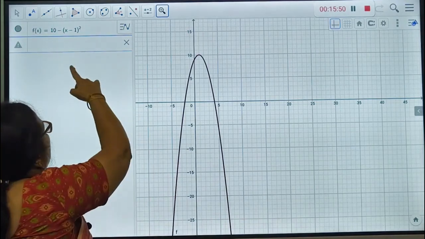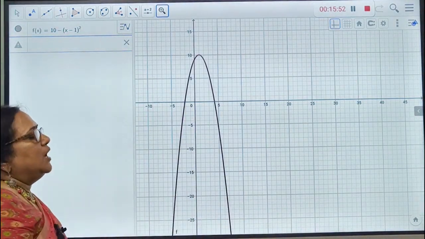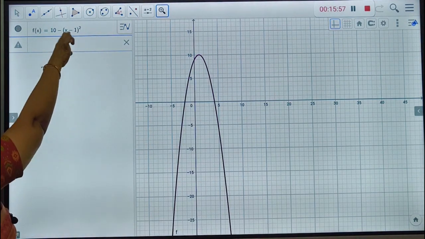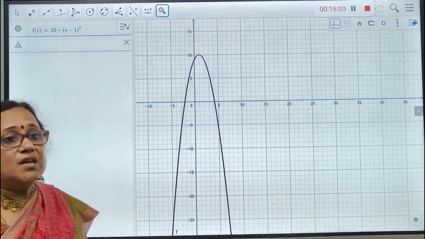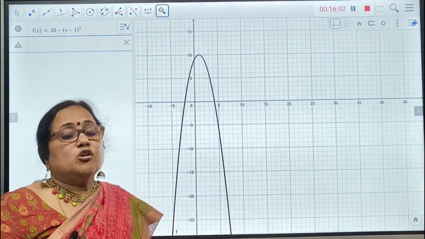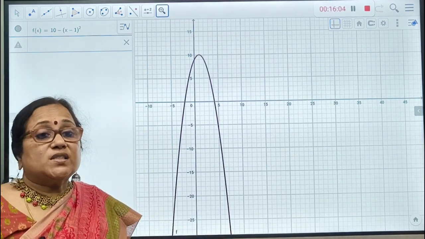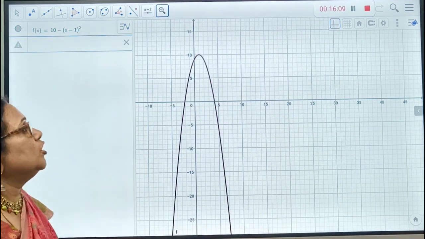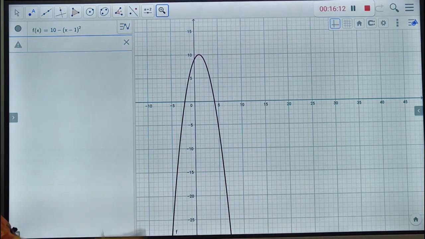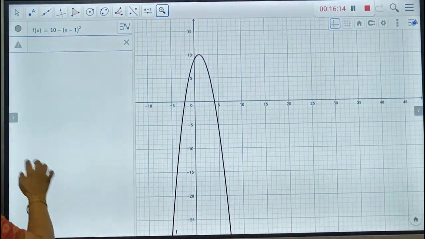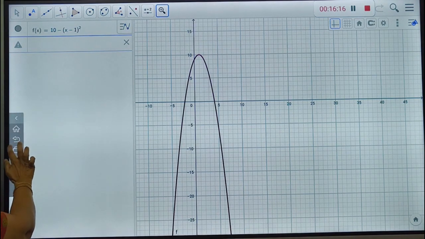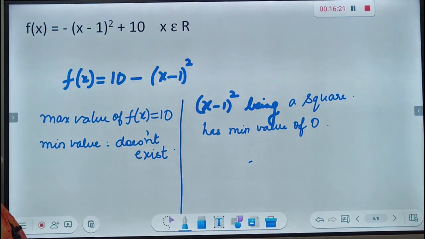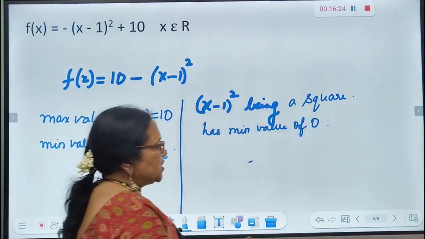So this is because it's a quadratic, you also know it is a parabola, and the maximum value of the parabola is 10. So how did we determine? Because the minimum value of x minus 1 the whole square is 0. Okay, so it is because x minus 1 the whole square is a positive quantity, greater than or equal to 0. So maximum only is 10 and minimum cannot be ascertained for such a function. So this is what we saw in the GeoGebra screen.